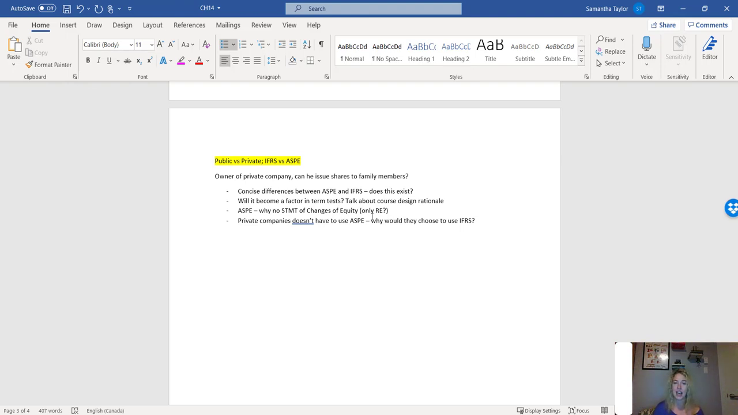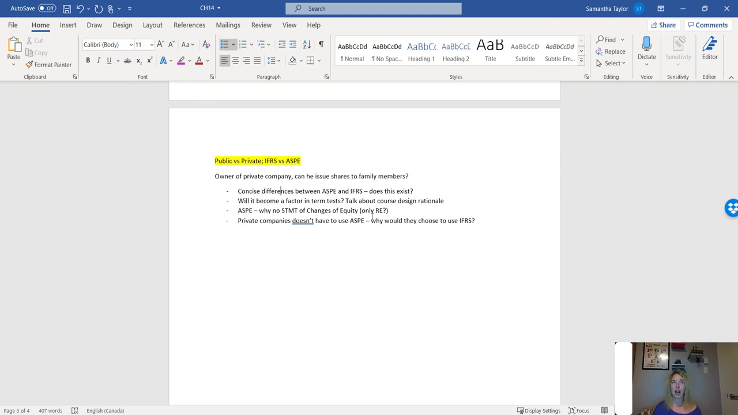Why no statement of changes of equity for ASPE? Well, the simple answer is because the standard doesn't require it. The longer, more robust answer to why is because the economic reality is it's just less complex.